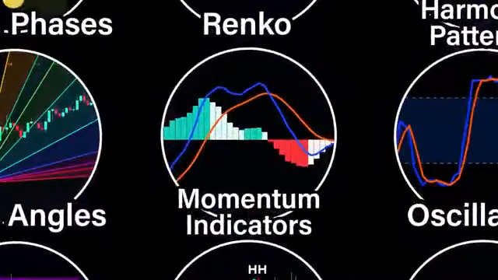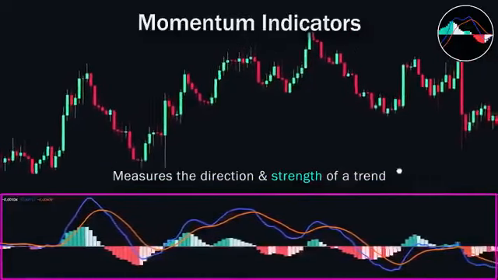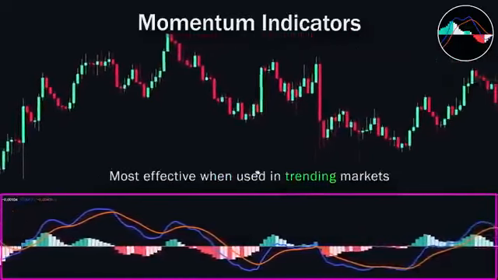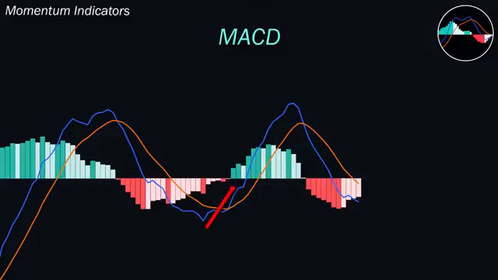Momentum indicators. These are the types of indicator that measure the direction and strength of a trend. It is most effective when used in trending markets. Some of the most notable momentum indicators are MACD. An upwards crossover indicates a bullish trend, while a downwards crossover indicates a bearish trend.